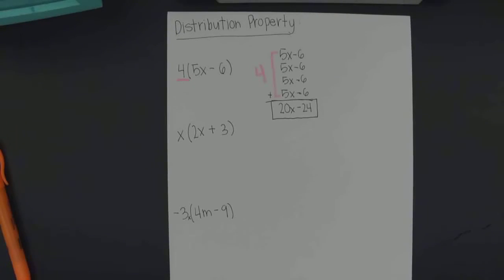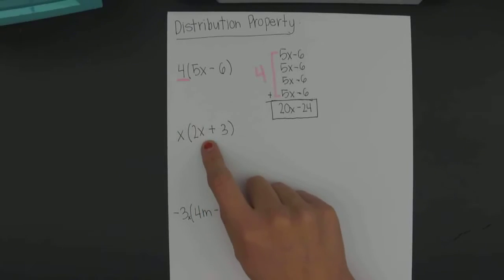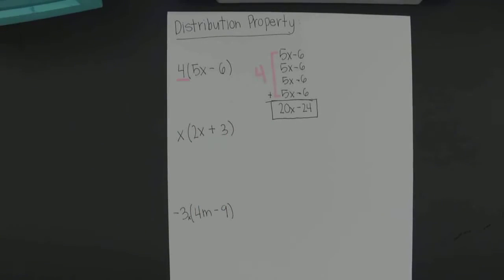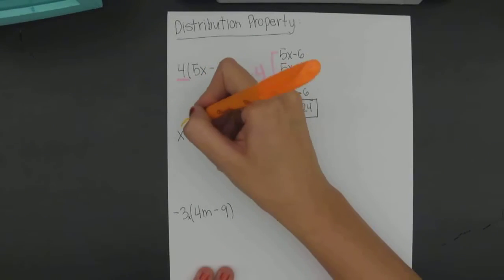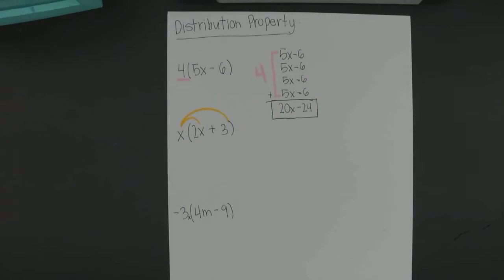All right, in the second one, we are going to use the rainbow method. So I'm distributing this x to the 2x and to the 3. Now again, I don't care which way you learn it. You can just pick whichever one you like the most and do it that way. All right, so I'm going to write it out.